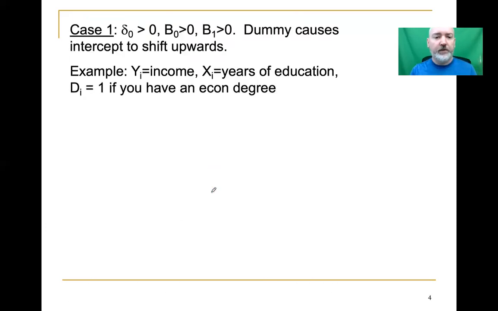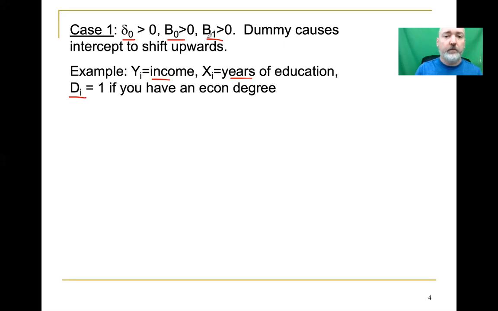Reminding ourselves again what this might look like. If we imagine a case where that delta zero term is positive, the original intercept is positive, and the x-y slope is positive as well, this is going to be a parallel shift upwards, right? So if you could imagine a silly example, if we're trying to predict income based on education, well, we might want to control for whether or not that education includes an economics degree, right?